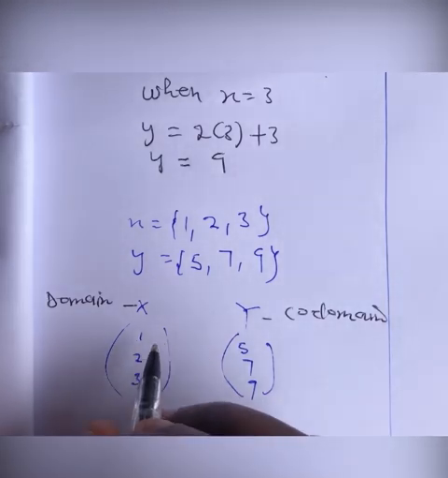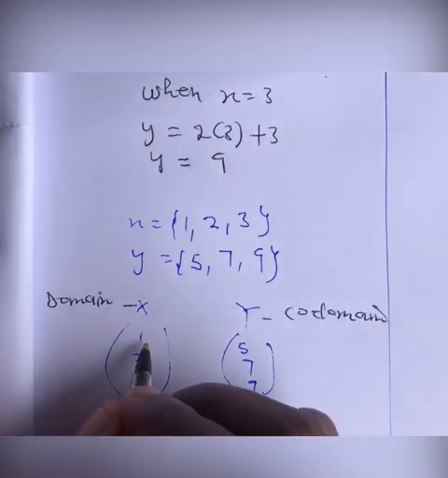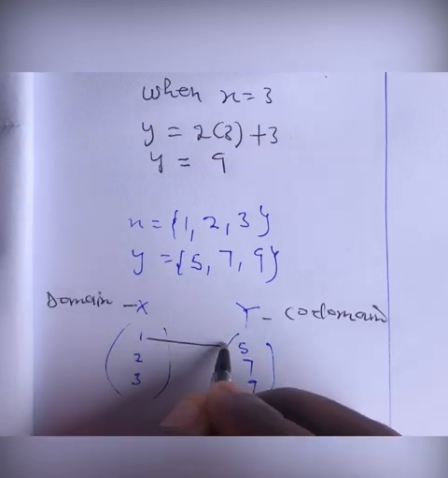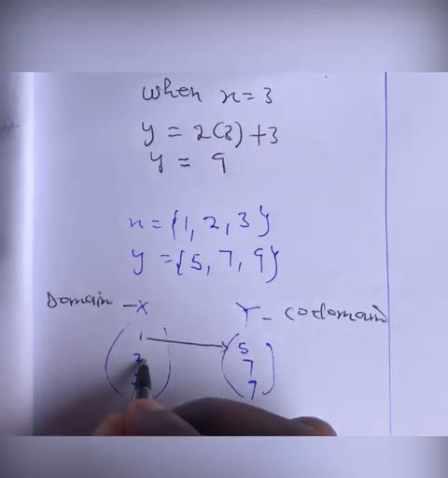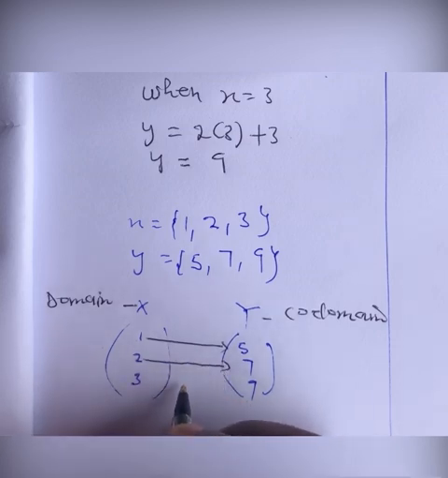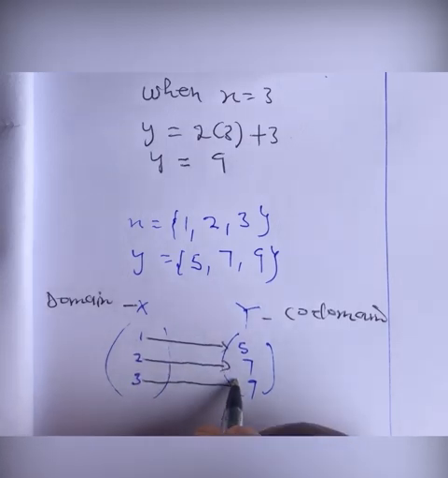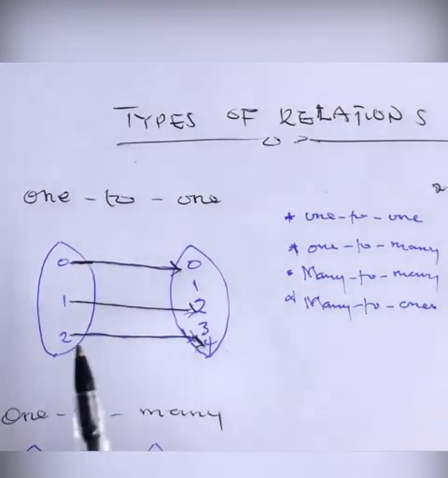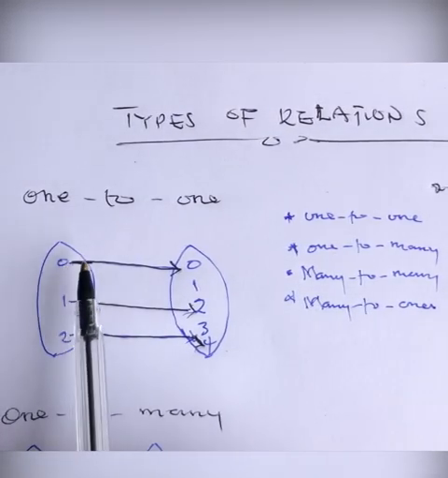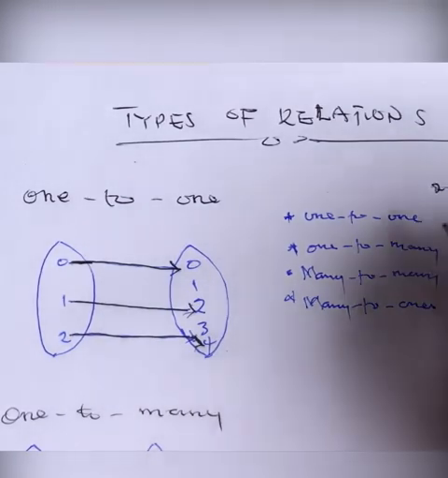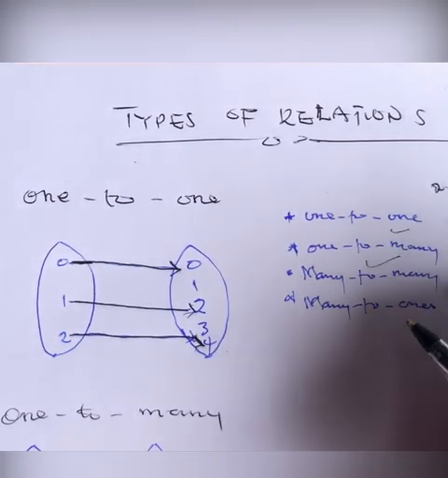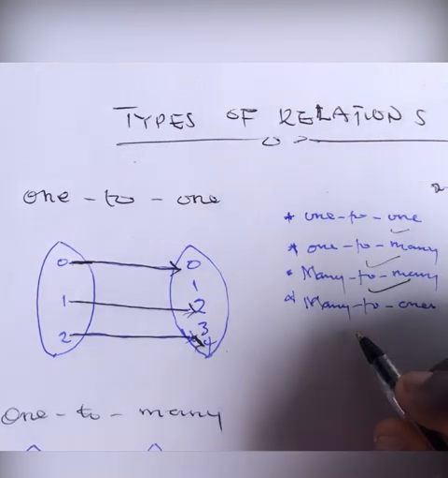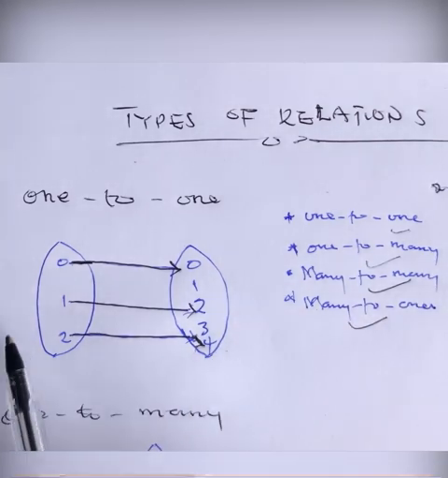So what is happening here is that when I substitute the 1, my output was 5. Then 2, the output was 7. Then 3, the output was 9. And this is an example of a relation. All right, we have types of relations. We have one-to-one, one-to-many, many-to-many, and many-to-one.